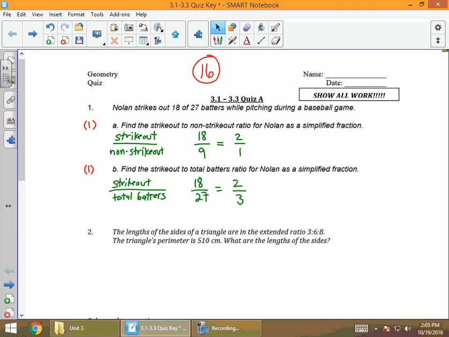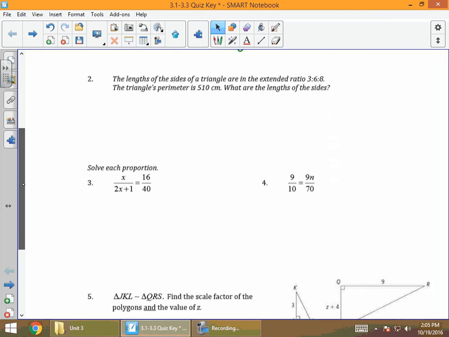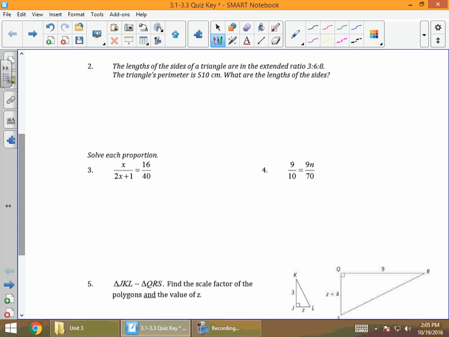Alright, let's take a look at question number 2. Question number 2 was worth 2 points. And it says the lengths of the sides of a triangle are in the extended ratio. So I'm going to just draw a triangle. The lengths of the sides, so I'm going to measure the sides, not the angles. I know we've seen some homework problems with angles. It's a 3 to 6 to 8 ratio.